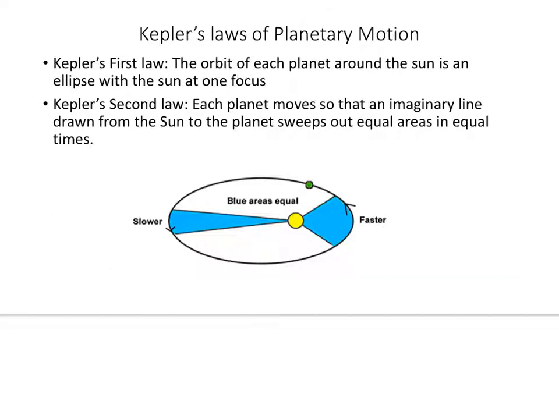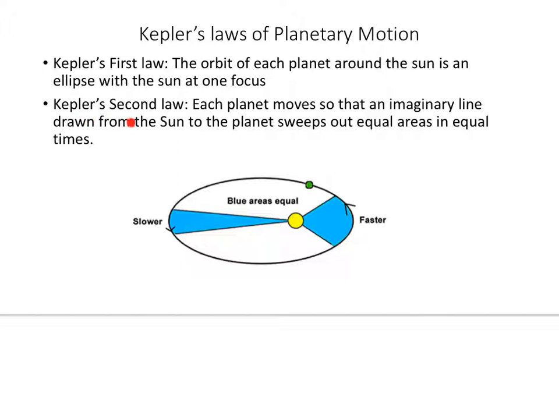Okay, so now we're going to talk about planetary motion, and we're going to discuss Kepler's laws. Kepler's first law says the orbit of each planet around the sun is an ellipse with the sun at one of the foci. If you look at this diagram, you can see there's a planet orbiting around the sun. This shape here is an ellipse, and the sun would be at one of the focus points of the ellipse.